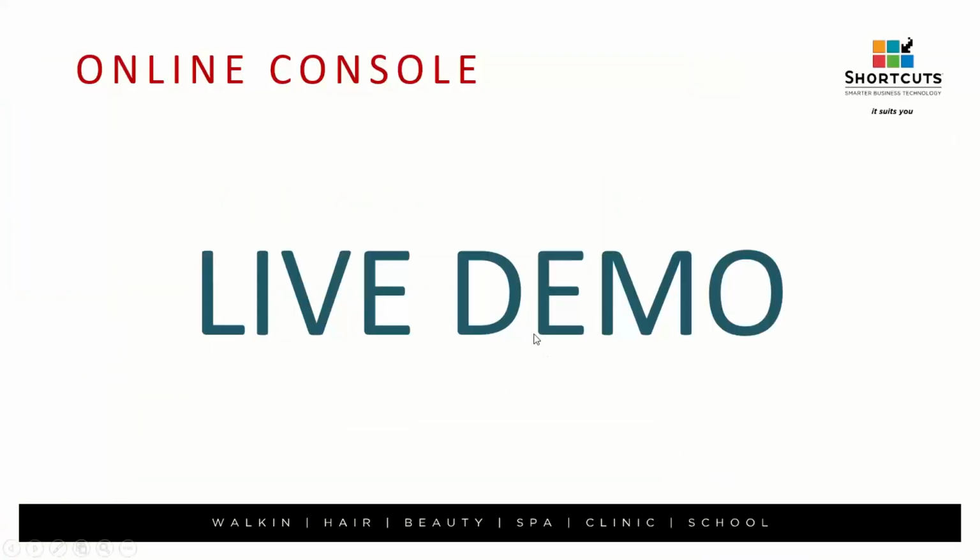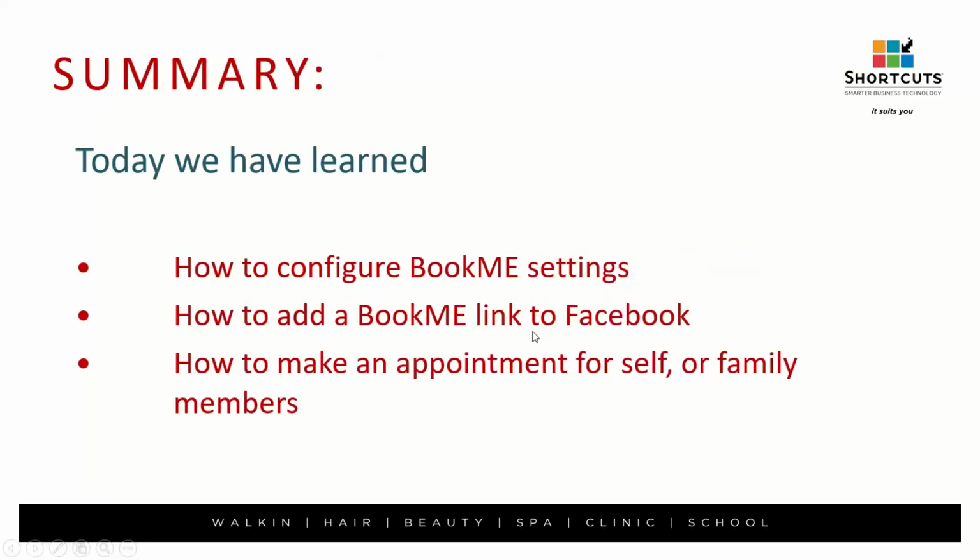So now that has been the complete A to Z on online booking, all of the basics that you should know. You should know now how to configure your settings in the Shortcuts point of sale system in Shortcuts Fusion, how to add a link to your Facebook page if you haven't already, and of course, how to make an appointment for yourself or a family member. It's very easy. Probably the hardest part is just getting everything configured. Once it's configured, online booking pretty much takes care of itself.